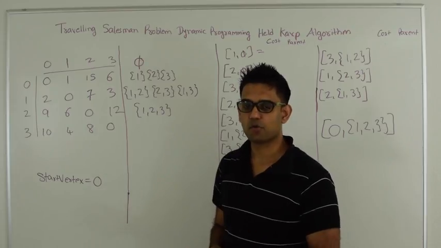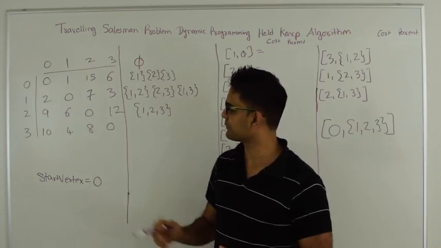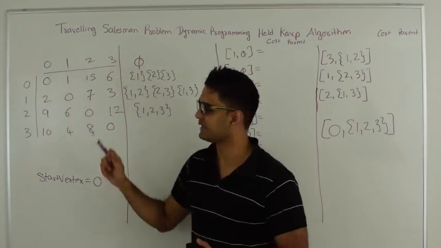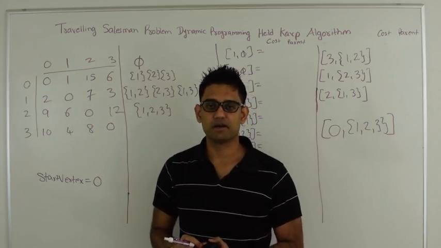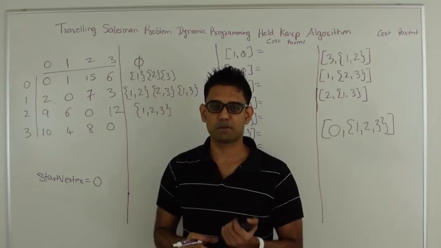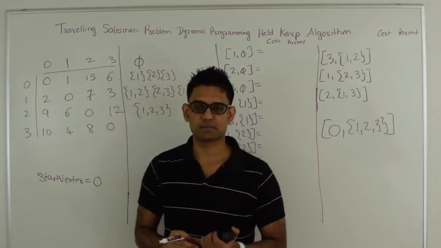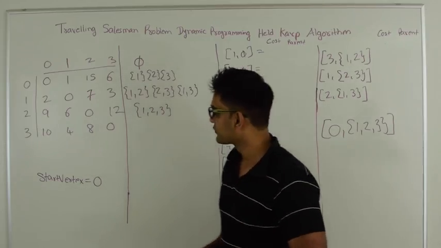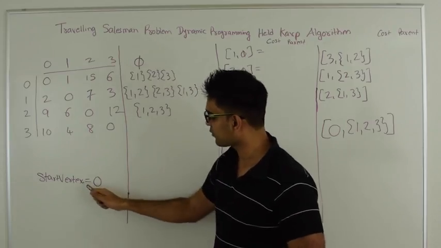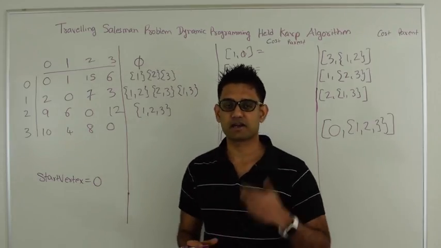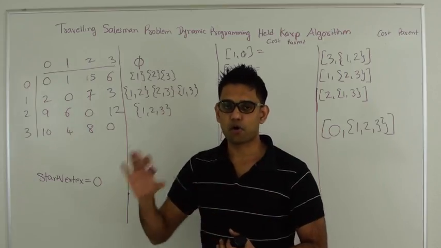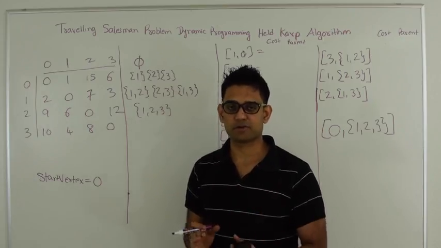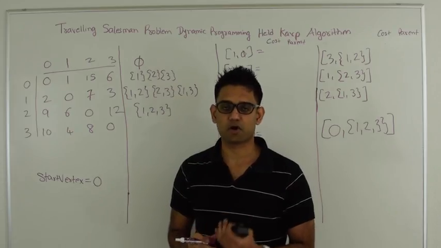Also, if no path exists from one vertex to another, then in this distance matrix we can put a really big number which will prevent that edge from being picked in the traveling salesman route. So now we're going to have a start vertex 0. We'll start our tour from vertex 0, visit all other vertices and then come back to 0, and this tour should have minimum cost.